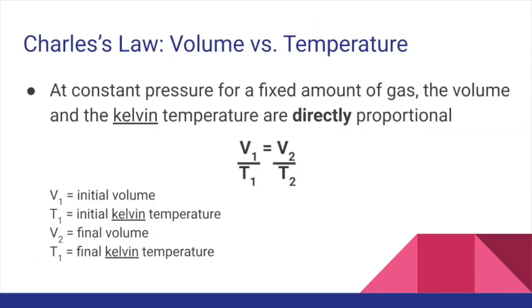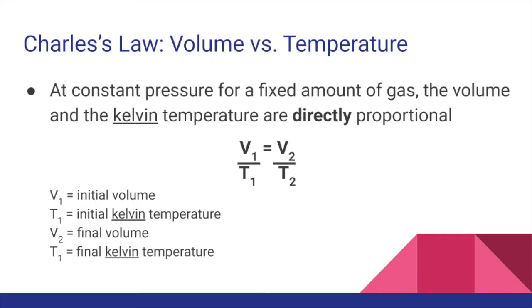This observation is known as Charles' Law, which states that at a constant pressure for a fixed amount of gas, the volume and the Kelvin temperature are directly proportional. Directly proportional means that as one variable increases, the other increases proportionally as well. For example, if the volume is doubled, then the Kelvin temperature is doubled as well. Or if the temperature is cut to a tenth, then the volume will be dropped to a tenth as well, as long as we're talking about Kelvin temperatures.